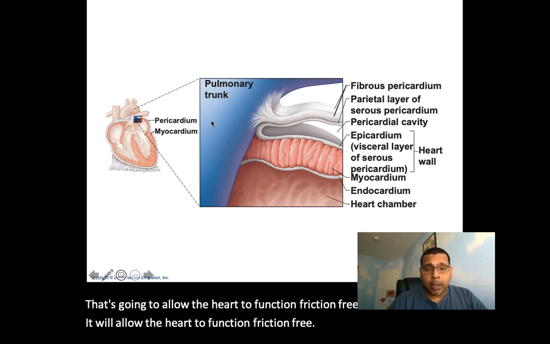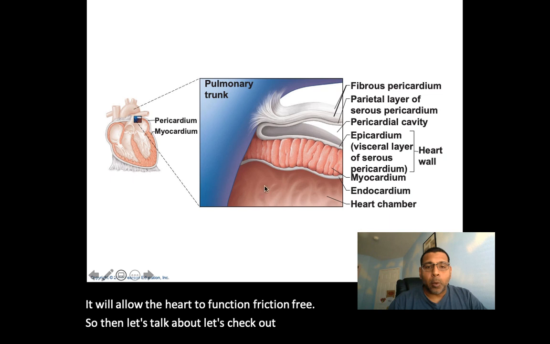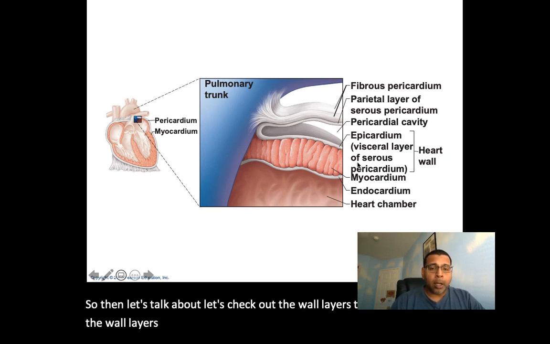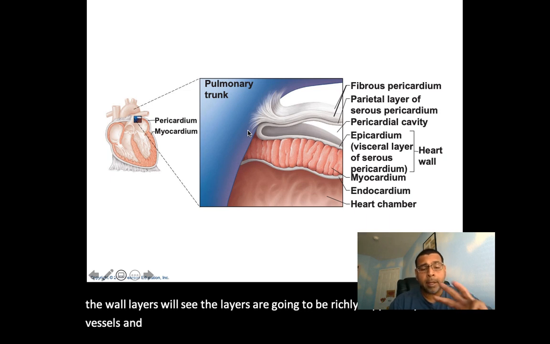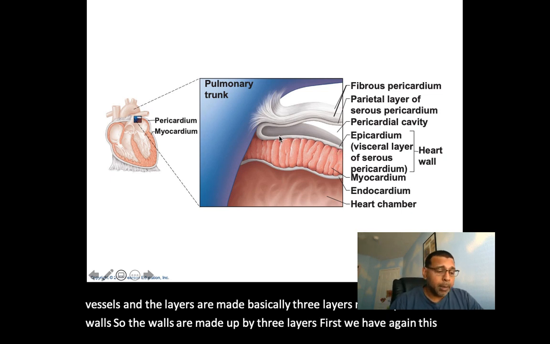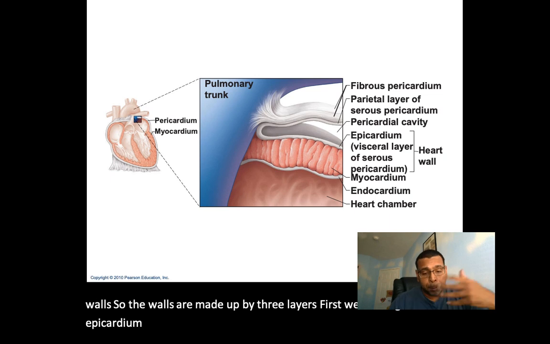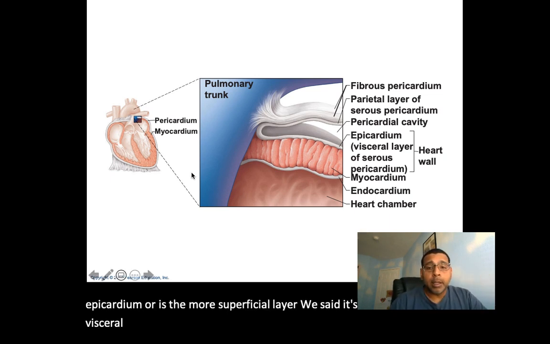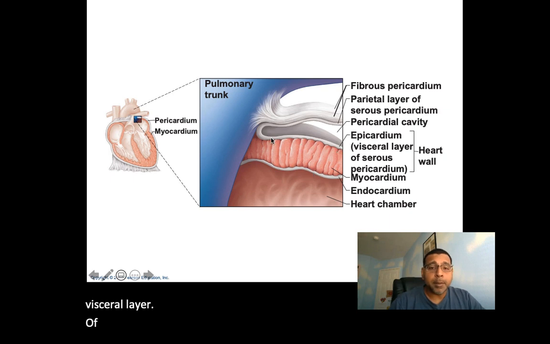So then let's check out the wall layers. When we talk about the wall layers, we'll see the layers are going to be richly supplied by blood vessels, and basically 3 layers make up the heart's walls. First we have, again, this epicardium. The epicardium is the more superficial layer. We said it's also known as the visceral layer of the serous pericardium.